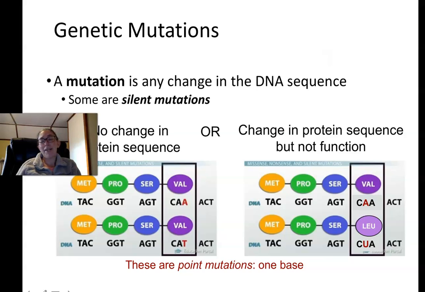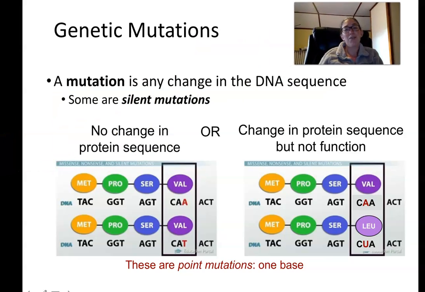Another thing that can happen in genetics, of course, is mutations. So mutations occur at the DNA level. A mutation is any change in the DNA that's different from normal. So some changes are harmless. Sometimes you get a change in the DNA and it doesn't change the amino acid.